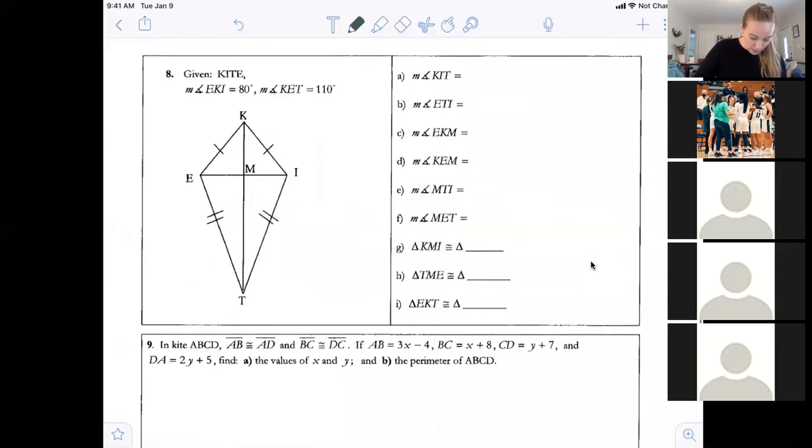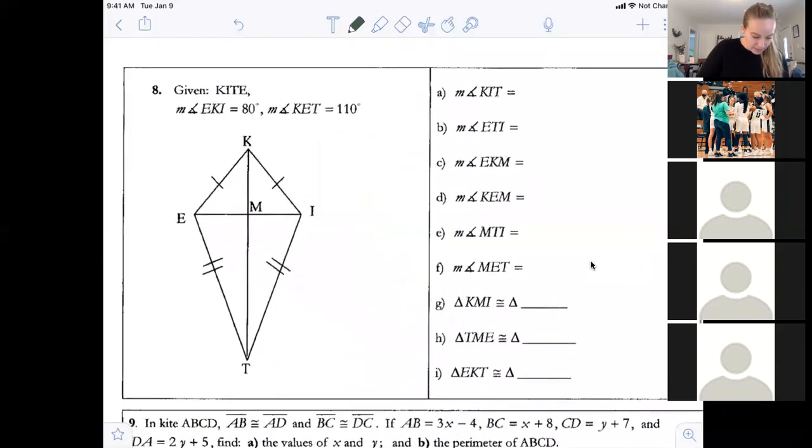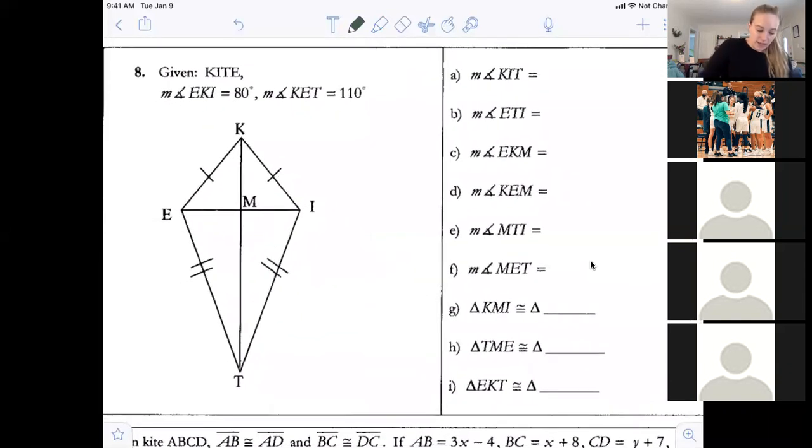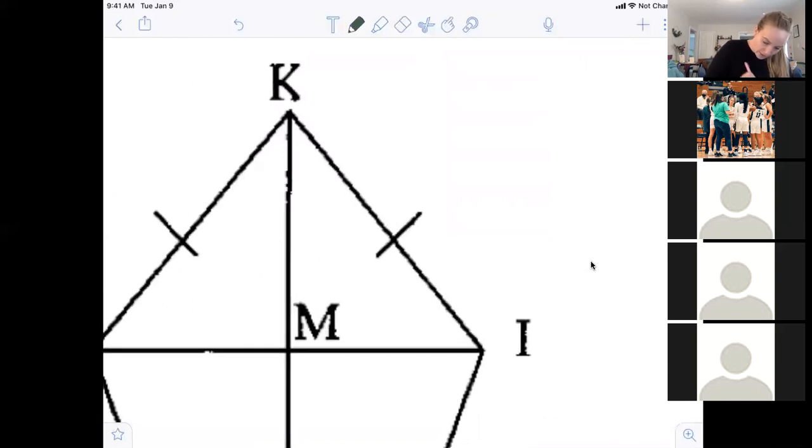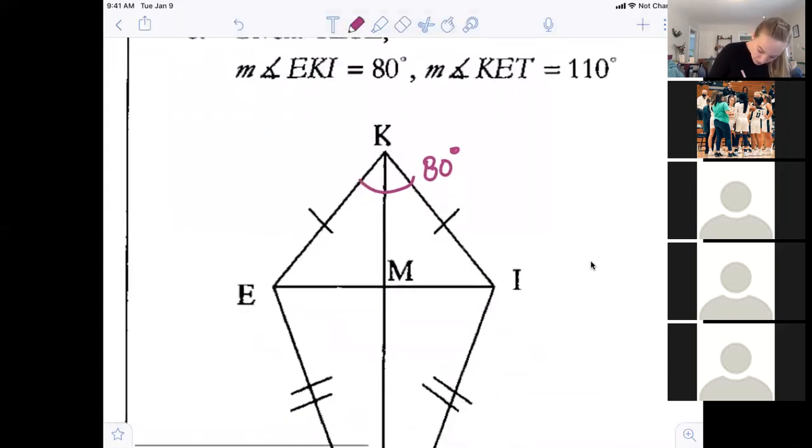All right, let's jump over. Let's look at letter E. This one says given kite. We've got EKI is 80. We've got KET is 110. Let's label that. EKI means this whole big angle right here. Let me find a more striking color. This whole angle is 80 degrees. And then KET, this whole angle is 110.